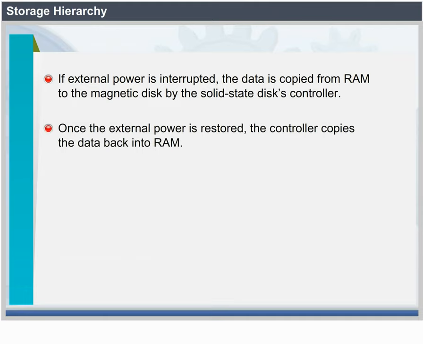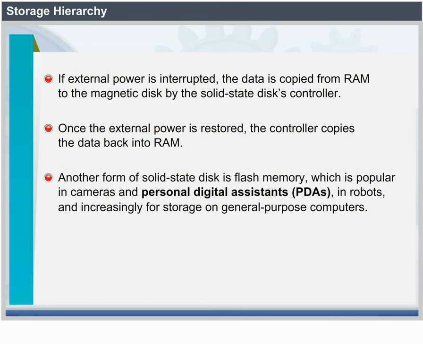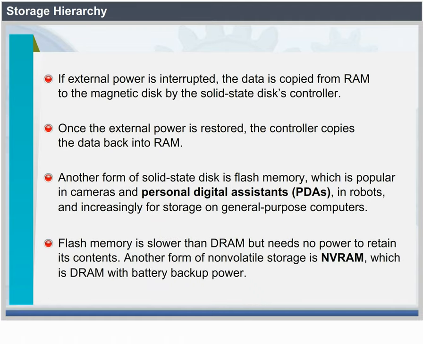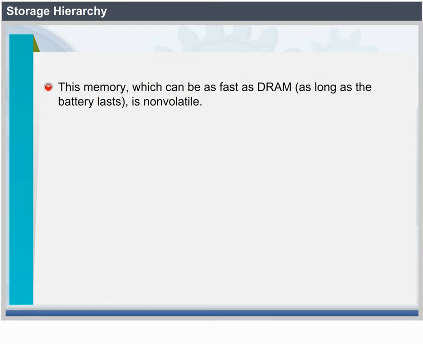Another form of solid-state disk is flash memory, which is popular in cameras and personal digital assistants, PDAs, in robots, and increasingly for storage on general-purpose computers. Flash memory is slower than DRAM but needs no power to retain its contents. Another form of non-volatile storage is NVRAM, which is DRAM with battery backup power. This memory can be as fast as DRAM and, as long as the battery lasts, is non-volatile.